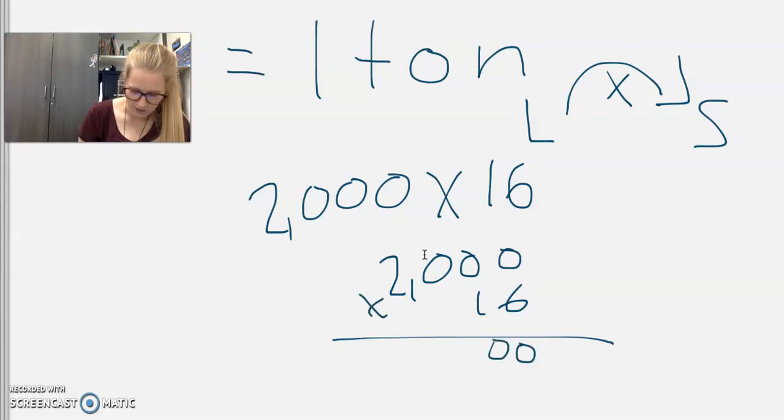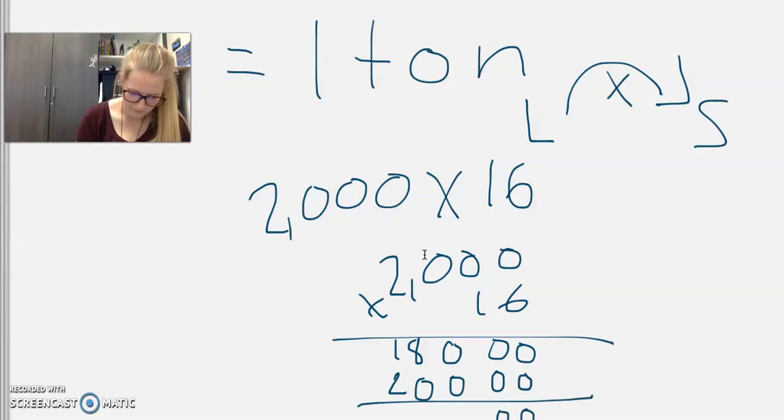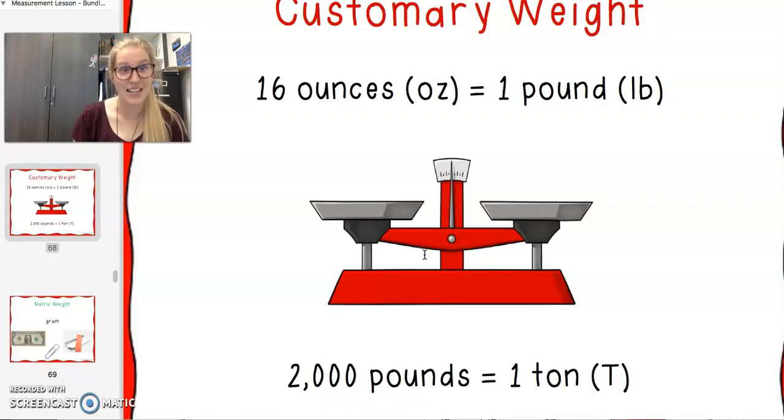I'm going to have 3 zeros. 6 times 2 is 12. Put my 0. Have 3 zeros. 1 times 2 is 2. Yeah, I just realized that cut out a little bit, but you do the math and find out how many it is.